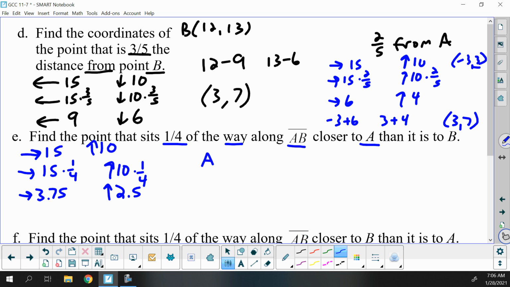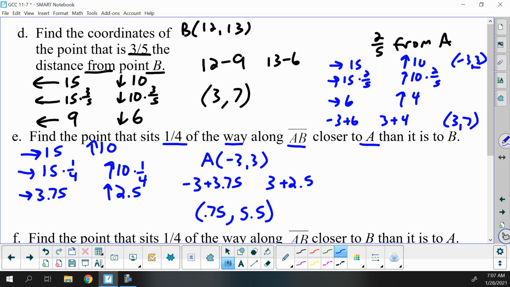Well, just as a reminder, A's coordinate was negative 3, 3. So we're starting with negative 3. If we're moving right, that's going in the positive direction. So we'll have plus 3.75, and that's going to end up giving us a positive 0.75. The y value, we started with 3. We're going up, so that's in the positive direction. So we'll do plus 2.5. So that's going to give us 5.5.